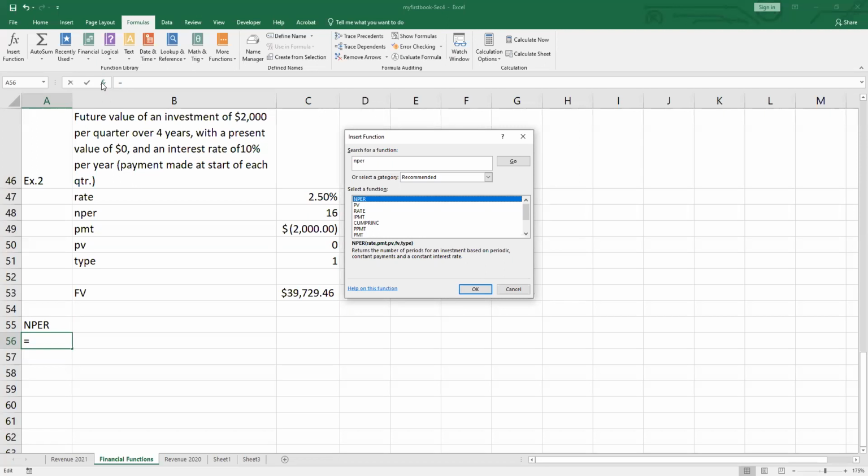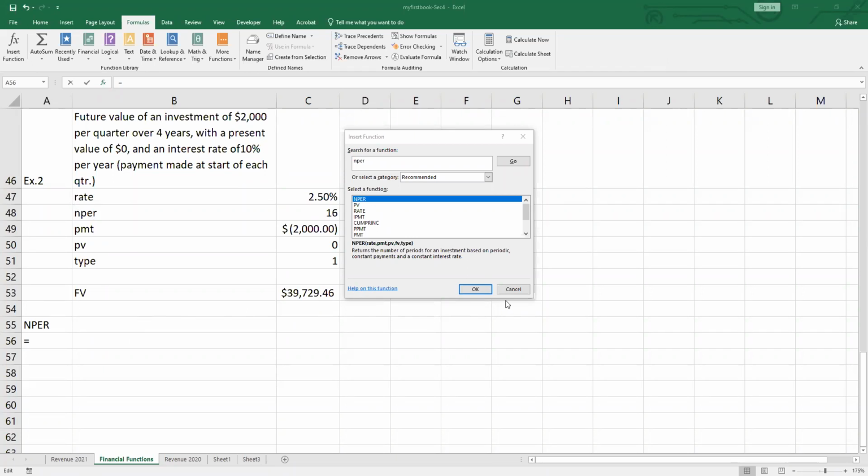Now the arguments that we need are rate, PMT, PV, FV, and type. Similar to other functions, the meaning of these arguments is the same. But you have to be careful: the order of the arguments in each function will be different. So don't just copy from other functions and delete one of the arguments and replace it with others. No. You have to check carefully that the order is rate, PMT, PV, FV, and type. You can see that here, it's a different order.